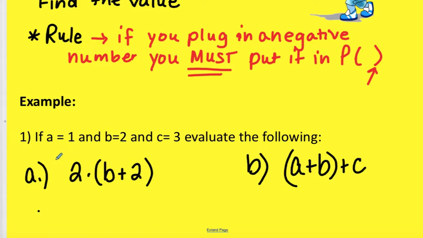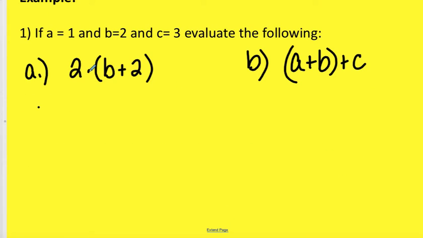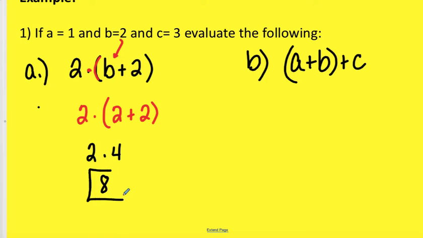So here it says, if A equals 1, B equals 2, and C equals 3, evaluate the following. All right, so I have 2 times, there's that times sign, parentheses B plus 2. So I'm going to substitute the 2 in for the B right here. So 2 times 2 plus 2. Now, order of operations says I have to do everything in those parentheses first, so it becomes 2 times 4, which gives me 8. And then I box my answer. So I have evaluated, meaning I found the value when B was 2.